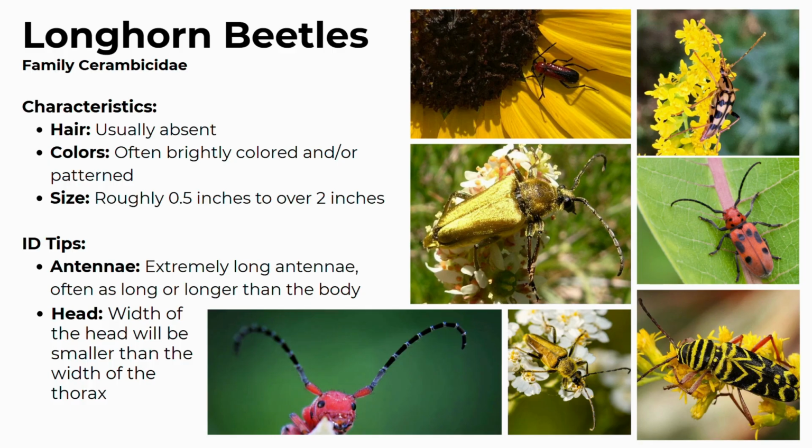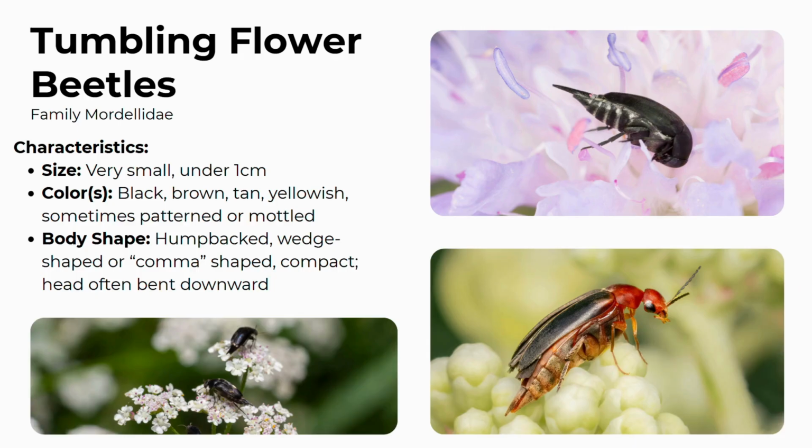Our next family of beetles, the tumbling flower beetles, Mordellidae, are often overlooked because of their small size. They can even just look like a tiny black speck on a flower, and they're usually under a centimeter long, even for the largest ones. They're often very neutral in color. The ones I most commonly see here in Colorado are jet black. They have what looks like a pointed tail at the end of their abdomen, and their thorax and head are distinctly curled underneath their bodies, making them look overall like a tiny comma stuck on a flower.